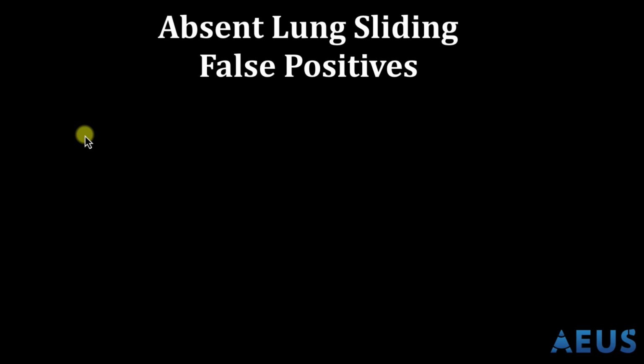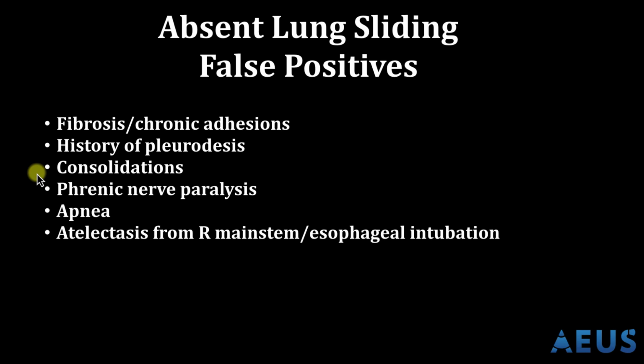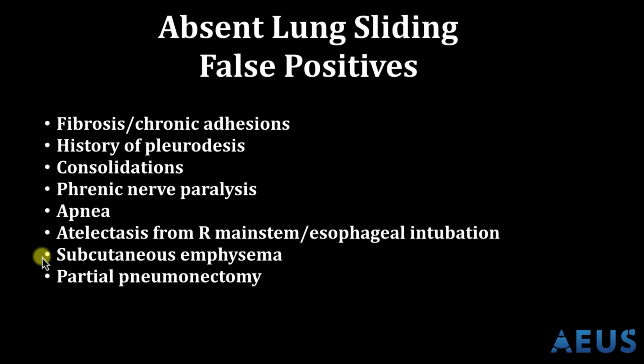What are some causes of absent lung sliding not due to a pneumothorax? Some false positives stem from changes to the pleura that may decrease normal lung sliding, such as fibrosis, chronic adhesions, or a history of pleurodesis. Consolidations and effusions can separate visceral and parietal pleura and cause absent lung sliding. Lack of movement due to phrenic nerve paralysis, apnea, or atelectasis from right mainstem or esophageal intubation may also cause absent lung sliding. Another false positive is subcutaneous emphysema, which may obscure lung sliding as it obscures visualization of the parietal pleura. A partial pneumonectomy may also cause absent lung sliding, as there is no lung in the area that you are scanning.